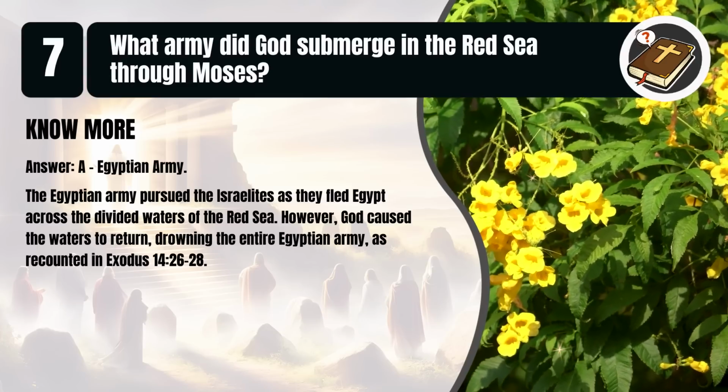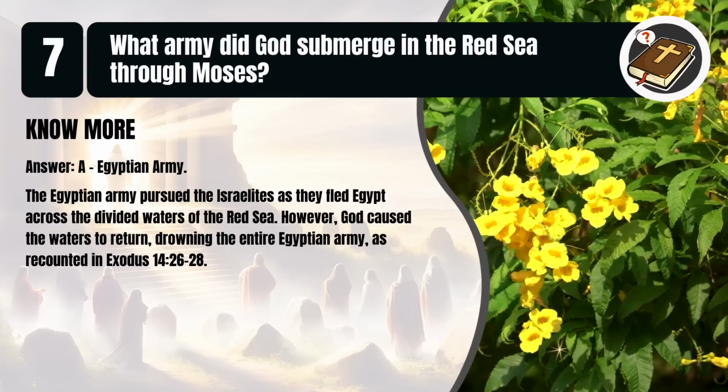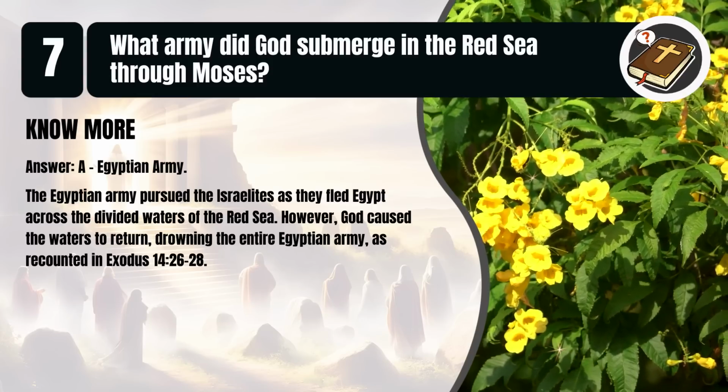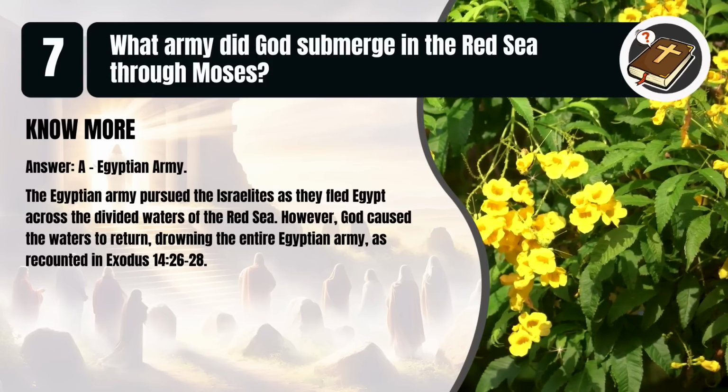The Egyptian army pursued the Israelites as they fled Egypt across the divided waters of the Red Sea. However, God caused the waters to return, drowning the entire Egyptian army, as recounted in Exodus chapter 14, verses 26 to 28.